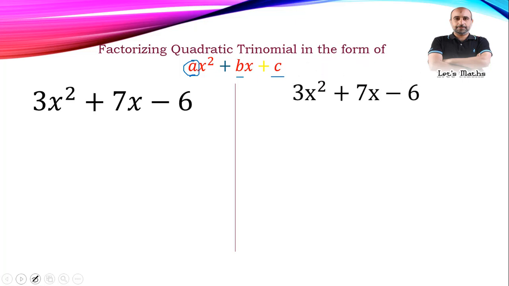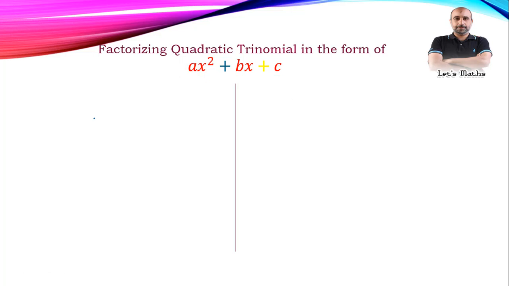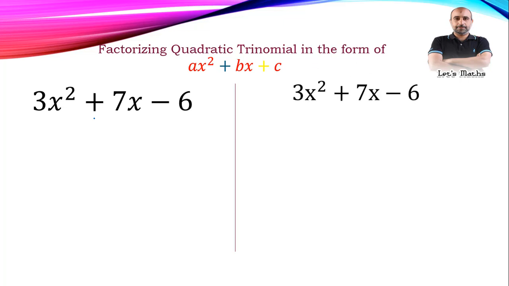The two examples, the same example. Now, let's learn how to factorize a quadratic trinomial in the form of ax power 2 plus bx plus c. But don't forget, the primary step is find the highest common factor among the three terms. There is no any common factor between the three terms, then we will start to perform our steps.